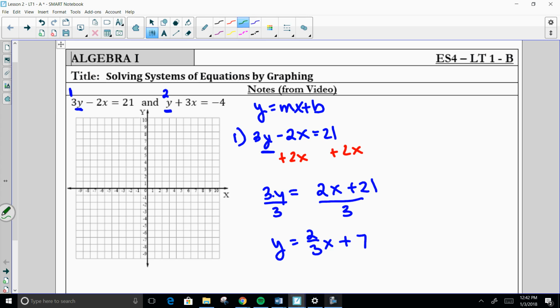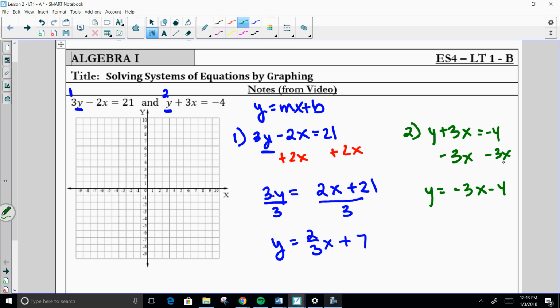So now I need to do that same process to the second equation, which is y plus 3x equals -4. So I need to move this 3x to the other side. How is the 3x connected to the y? It's connected with an addition sign. So I'm going to subtract 3x from both sides. And I'm going to get y equals -3x minus 4.